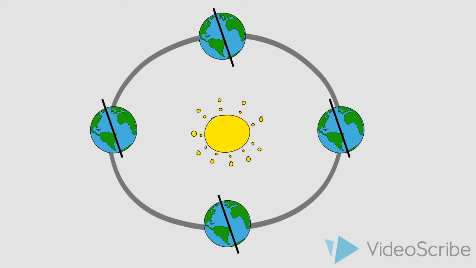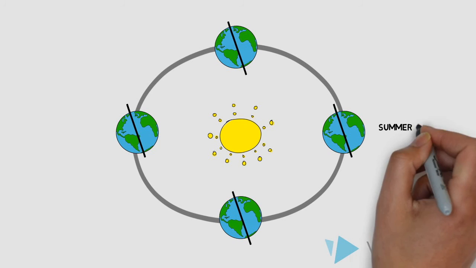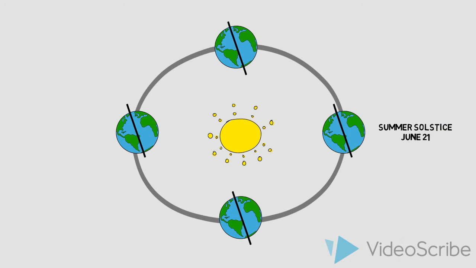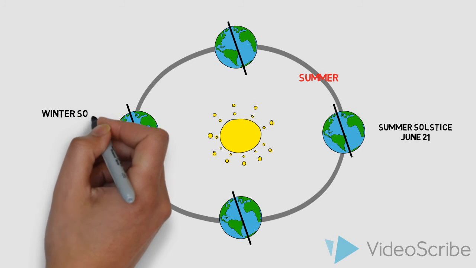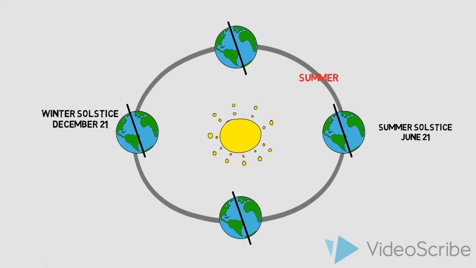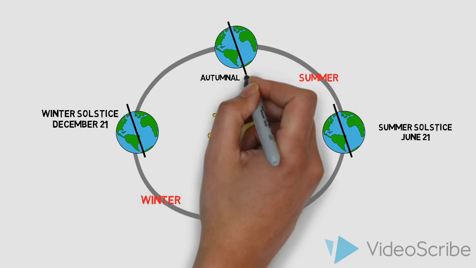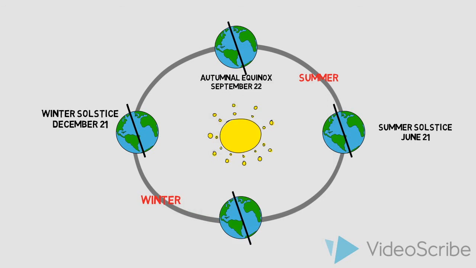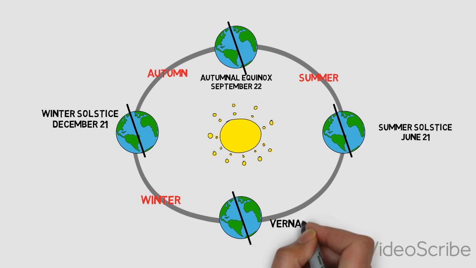These are the summer solstice, winter solstice, autumnal equinox, and vernal equinox. The summer solstice takes place on June 21st in the northern hemisphere. Similarly, the winter solstice is on December 21st. An equinox takes place when the sun is directly overhead the equator. This happens on September 22nd and on March 20.